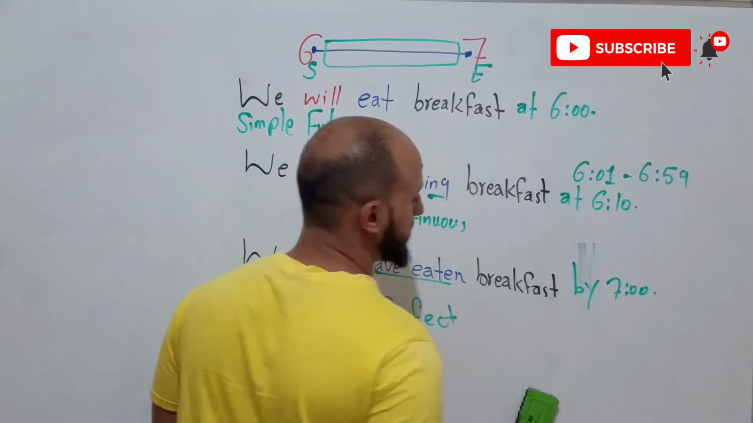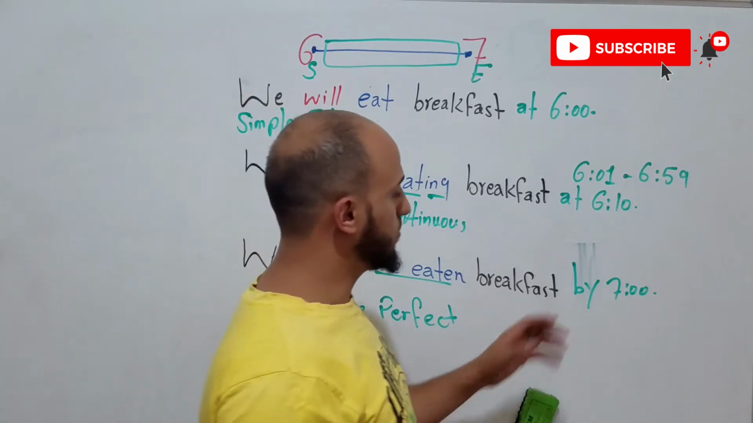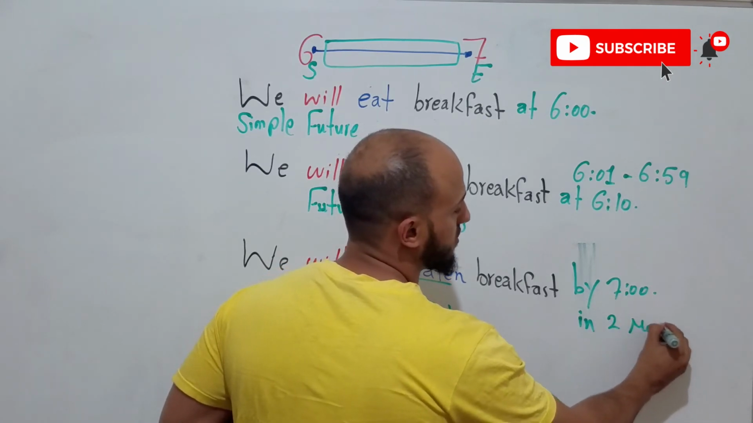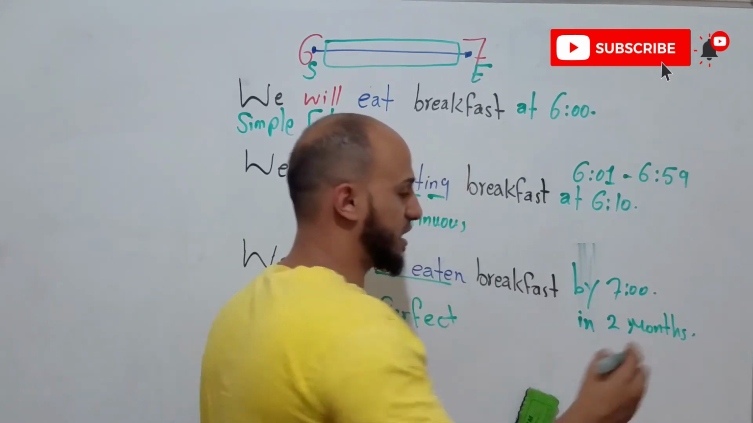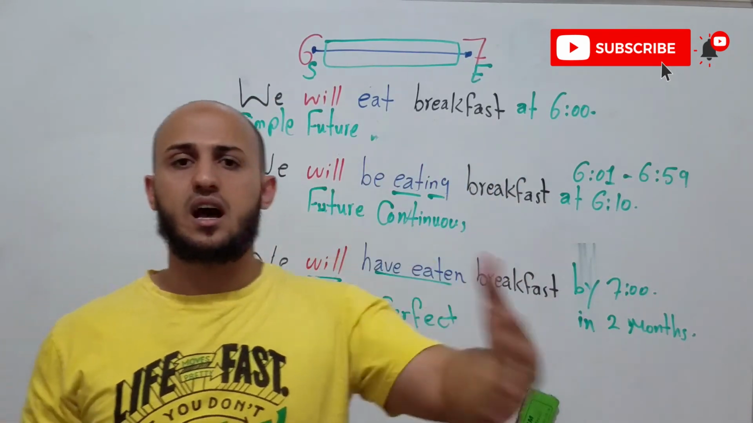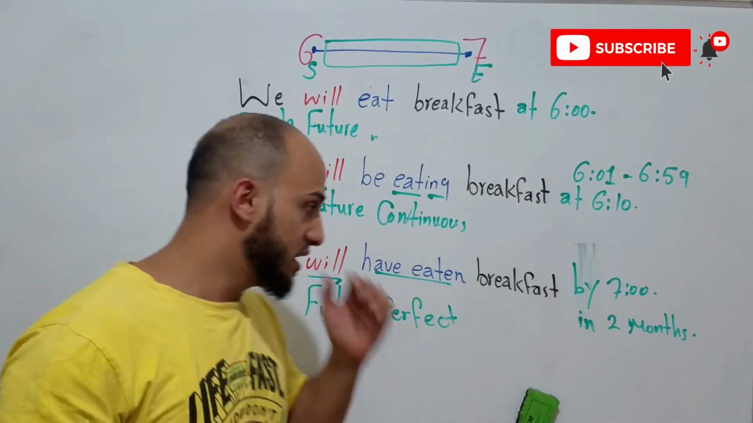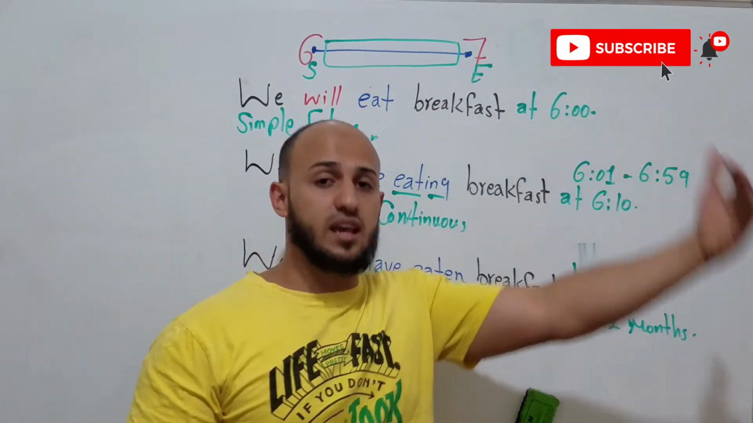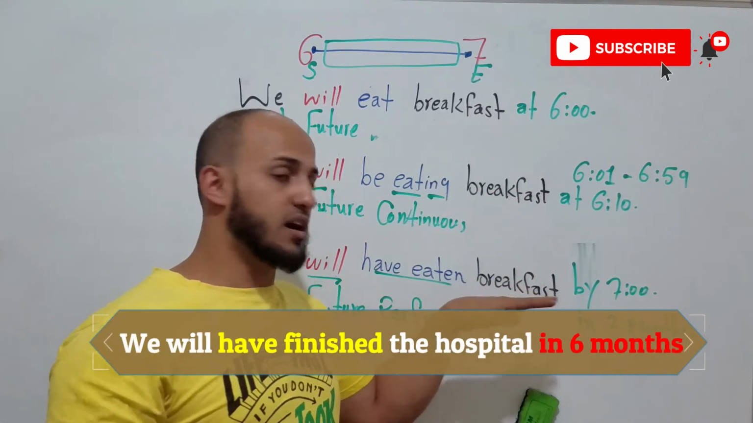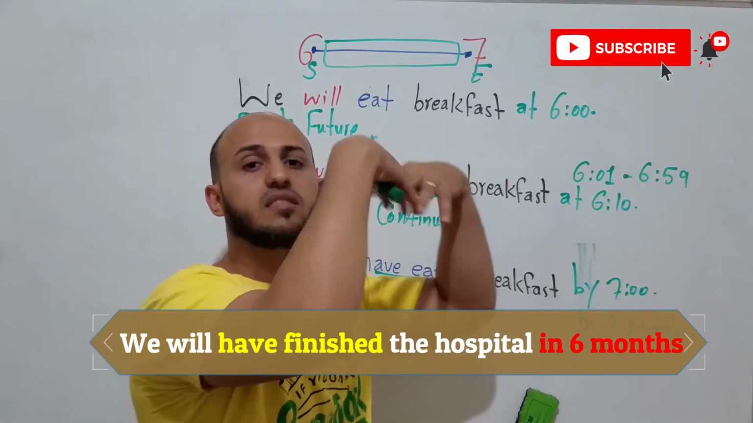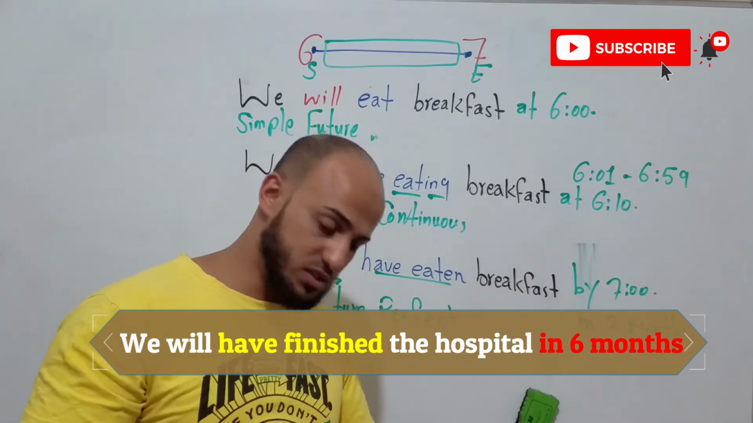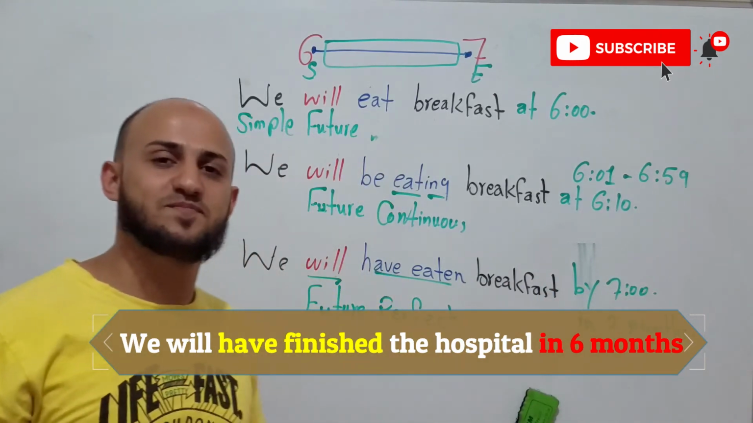By 7. Also you can use in, for example, in 2 months. What I mean by in 2 months: we are building a school, or a hospital, or anything you want. So we're talking about the end of the action in the future. So we say we will have finished building the school, the hospital, in 2 months. It means after 2 months from now, done. That's all about it.